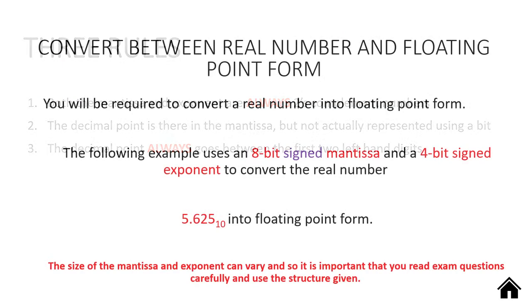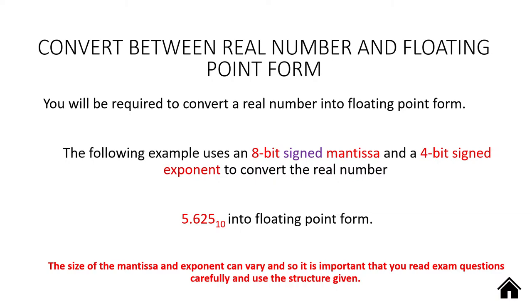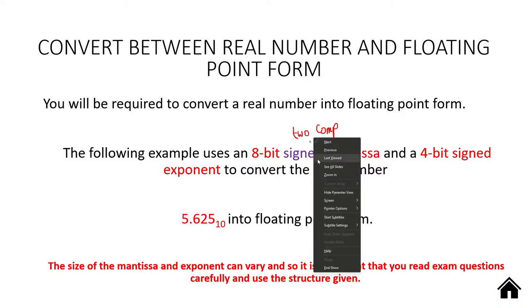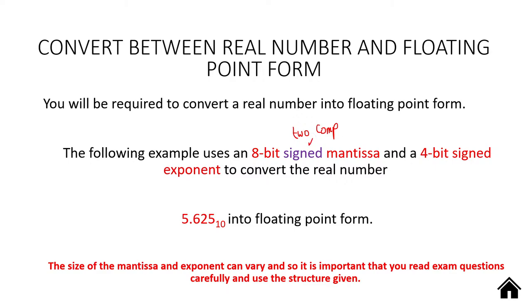Okay. So here we go then. You'll be required to convert the real number into floating point form. The following example uses an 8-bit signed mantissa, signed because it's 2's complement. So we've got 8 bits, and 4 bits signed for the exponent. Again, 2's complement, yes, it's signed. Don't worry about that. Just ignore it. So here we go. Convert 5.625 into floating point form.